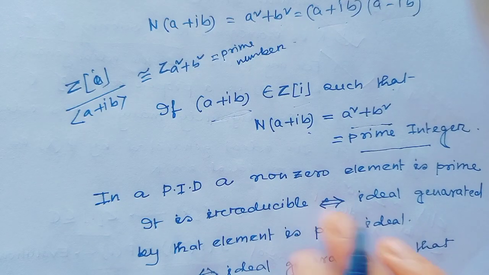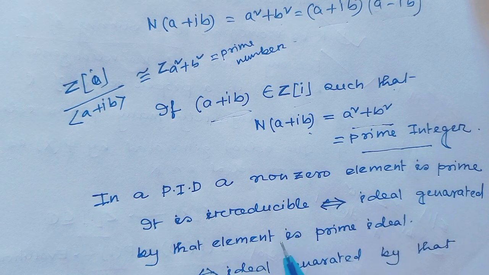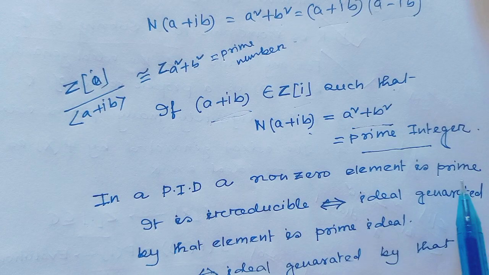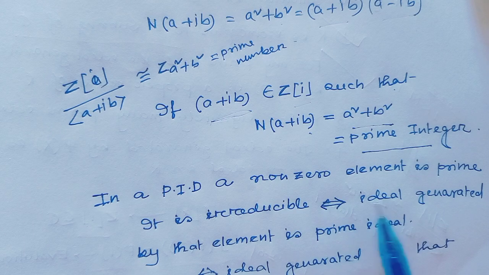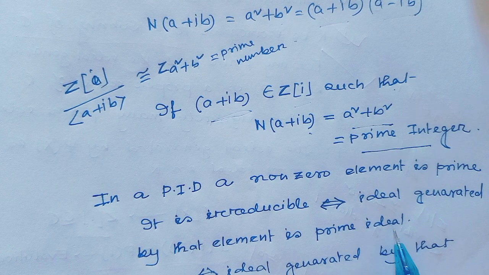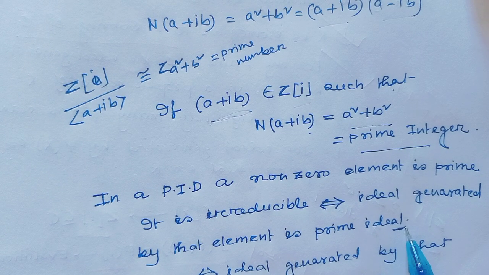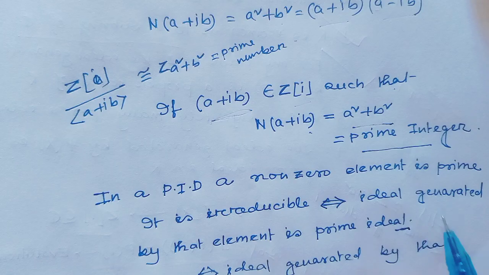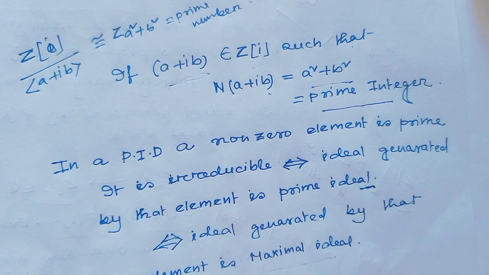In a P.I.D, a non-zero element is prime if it is irreducible, and this condition is an if and only if condition. Then the ideal generated by the element is a prime ideal. And in a P.I.D, a nonzero prime ideal always implies a maximal ideal; this is an if and only if condition. Therefore, the ideal generated by that element is a maximal ideal.